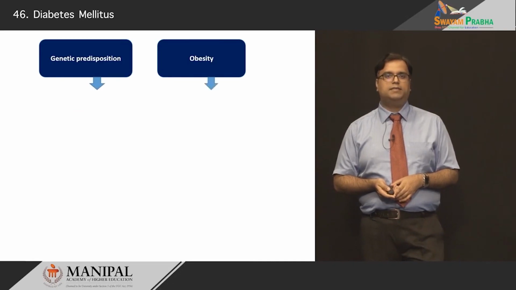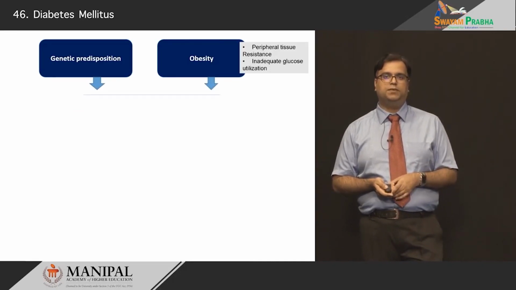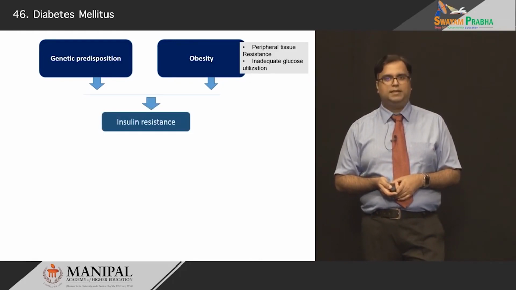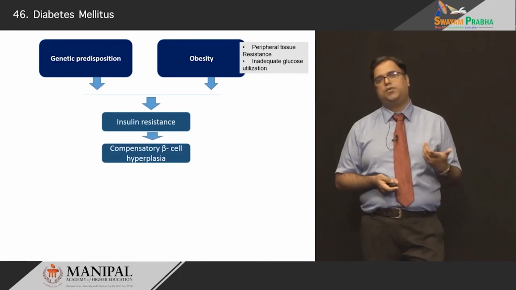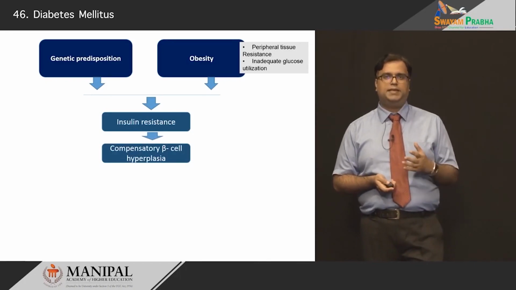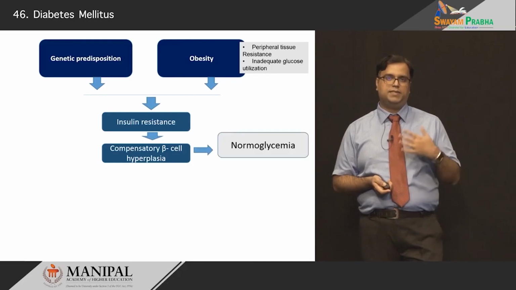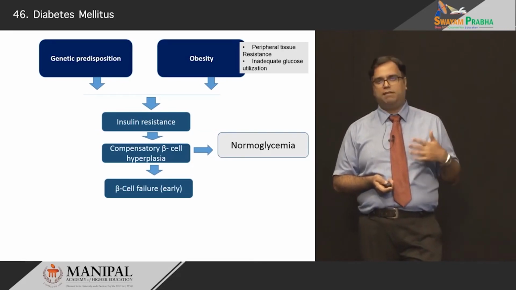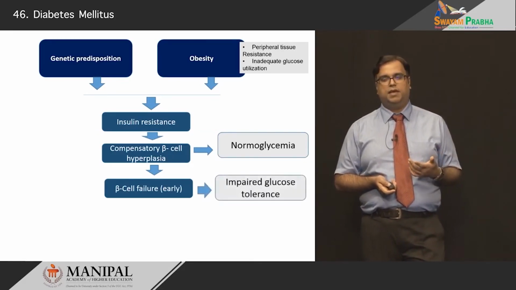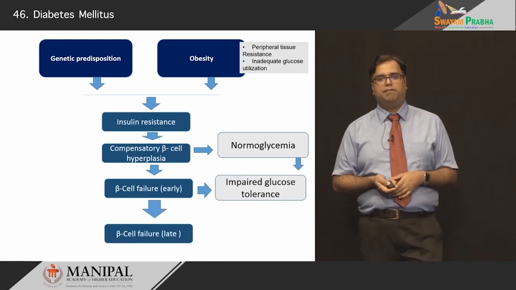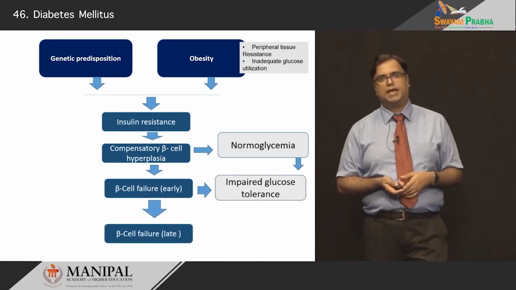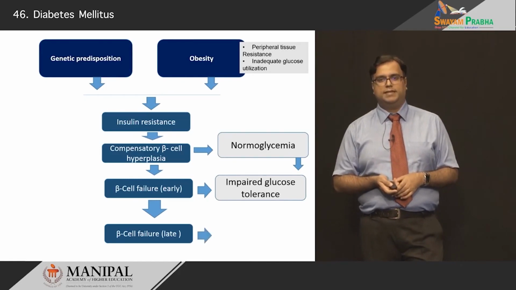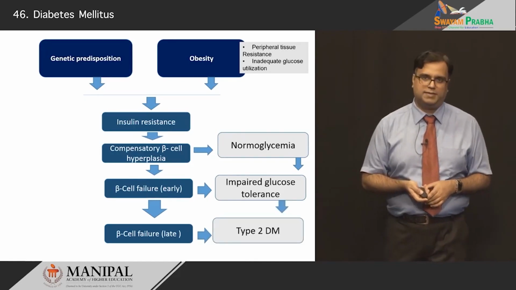So the net effect, with genetic predisposition and obesity, we know there is peripheral tissue resistance and inadequate utilization of glucose, resulting in insulin resistance. The body tries to overcompensate for this, causing beta cell hyperplasia transiently, which maintains your glucose levels in the normal range. Go back a few years, maybe half a decade or so, and you will see that your beta cell failure starts, and those are early stages where you will see impaired glucose tolerance, and finally it results in late failure where there is absolute annihilation of beta cells, resulting in what is called type 2 diabetes mellitus.